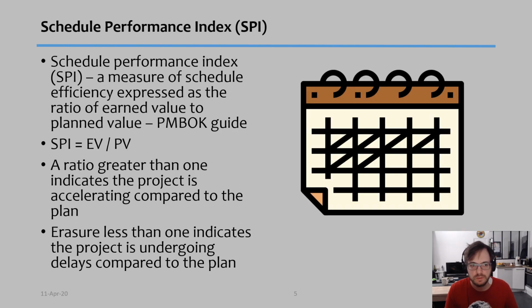So in terms of schedule performance index, this is another concept that is interesting to know, because basically it's a measure of the schedule efficiency expressed as a ratio of the earned value to the planned value. And so we call this index the SPI, and the SPI will be the earned value divided by the planned value. Now, if this ratio is greater than 1, that means the project is accelerating compared to the plan. But if it is less than 1, it means that it's underperforming as compared to the plan.